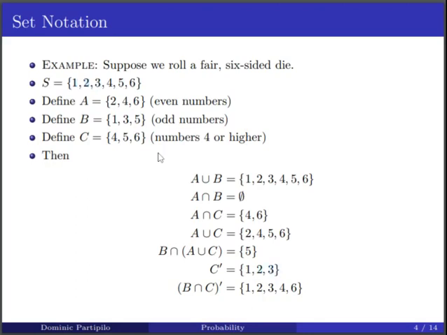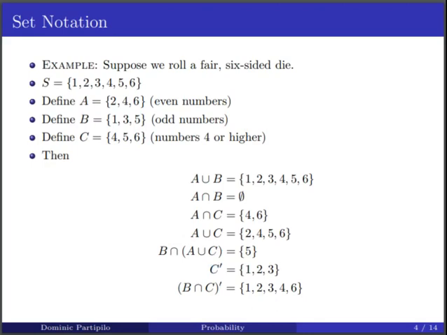The other way you can think about this is remember that C was any number 4 or higher. So the opposite of numbers 4 or higher are numbers below 4. And the numbers on a die that are below 4 are 1, 2, and 3. So that's another easy way to get C complement.